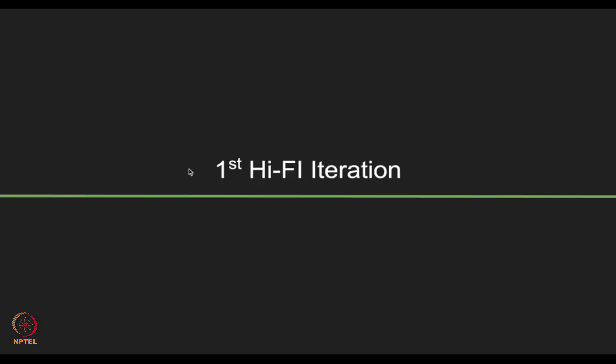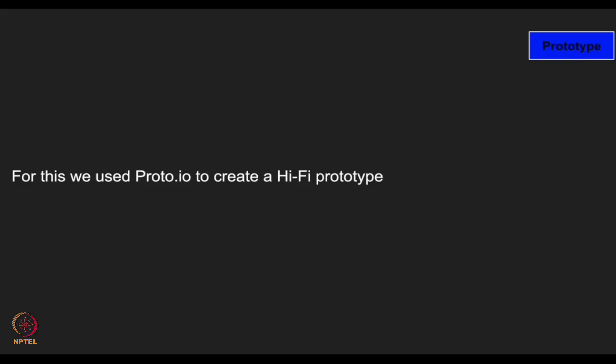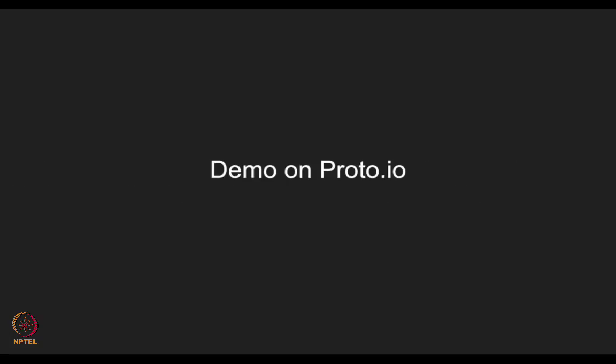Following the iterative design process, let's have a look at our first high-fidelity iteration. Based on the inputs from our last user inquiry, we made changes to our website. For this, we used proto.io and created a hi-fi prototype. For the evaluation process, we gave the users the task to file a complaint on various government grievance portals and on our complaint portal, so that they could compare them. Let's have a look at a demo of our high fidelity.